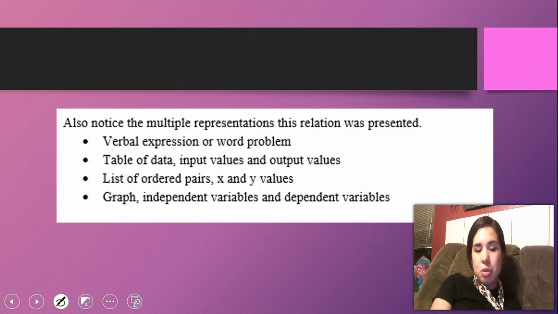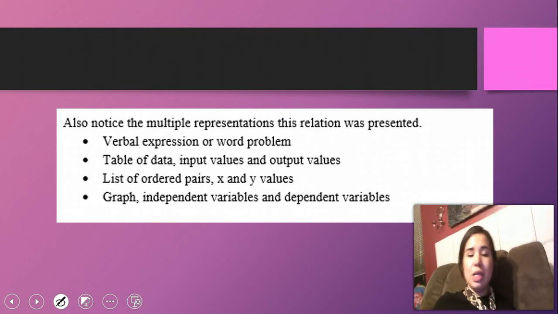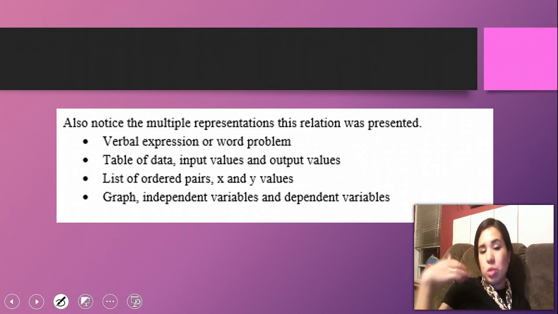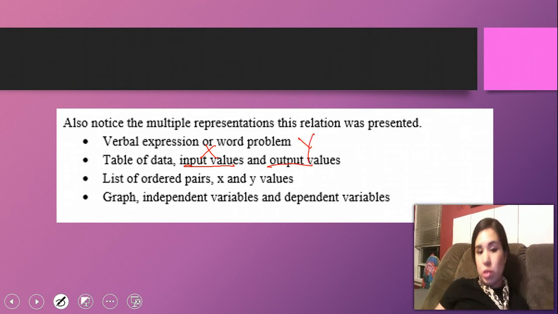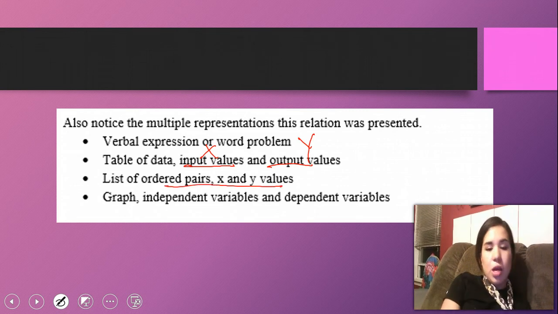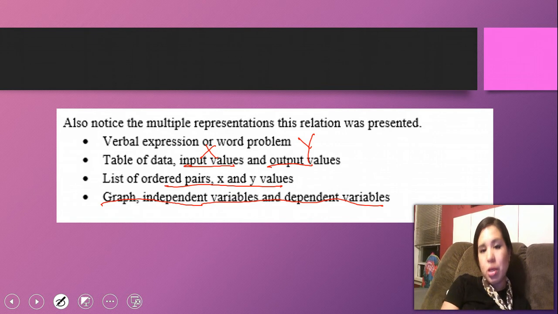Now it says, also notice the multiple representations in which this relation was presented. First, they presented a word problem, which was the shoe problem, what was happening. Then they made a table which had input values and output values. Input values is the x. What am I entering? So what's changing? In this case, the number of shoes. Output values, where's my y? Which was the total cost of what I was buying. Then they had ordered pairs, and lastly we had graphs which had independent variables and dependent variables. These are all representations that you should be able to make either from a word problem or from a graph or from a table. You should be able to make all these connections.